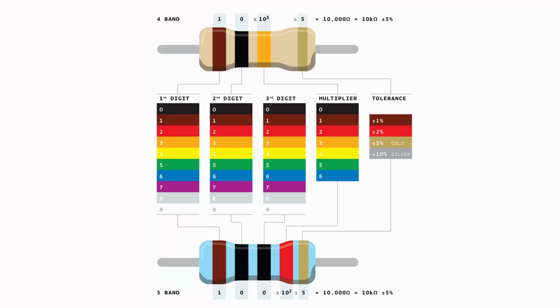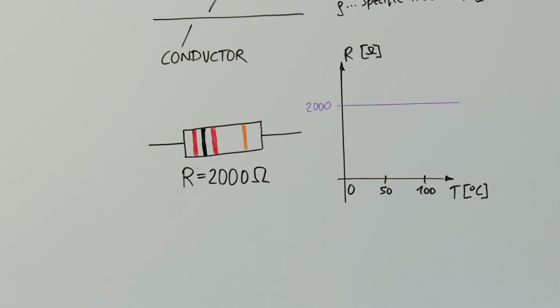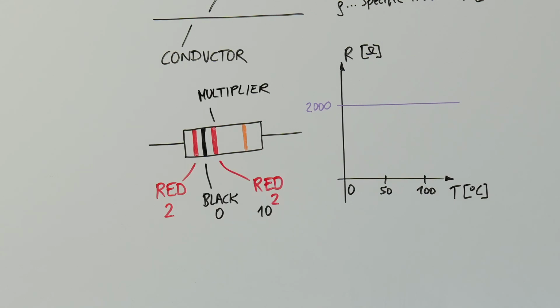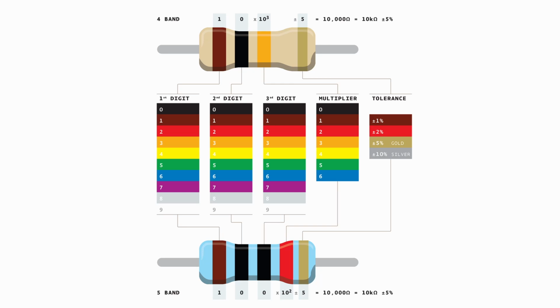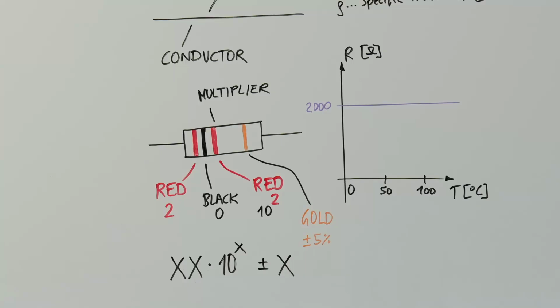They have a total of 4 to 5 rings, while one ring is slightly spaced further apart than the rest. We always read the rings from the left so that the further spaced ring is on the very right. The first 2 to 3 rings represent the digits of the resistor, while the second last ring provides the multiplier and the final ring provides the tolerance, usually either plus minus 5% or plus minus 10% of the resistor's value. The final format is xx times 10 to the power of x plus minus x.